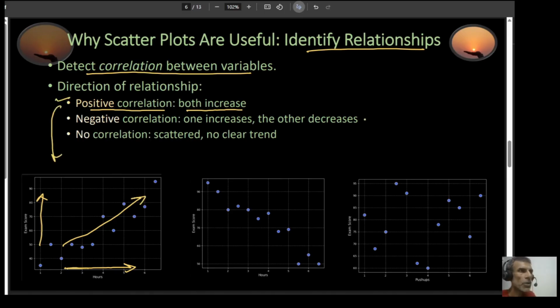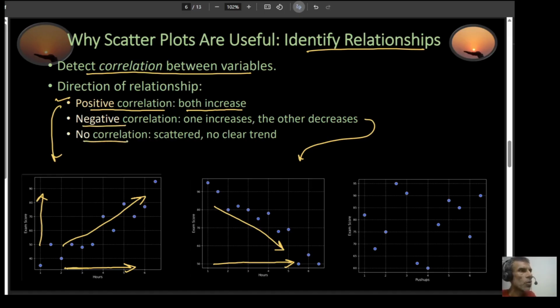A negative correlation, on the other hand, is the opposite. In this case, as the number of hours a student plays video games increases, you can see that his score actually decreases right here. So in this case, it's a negative correlation.